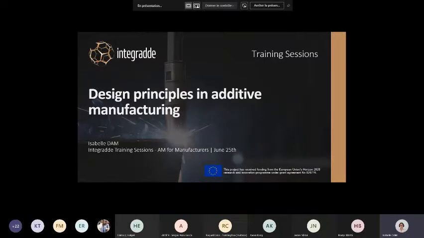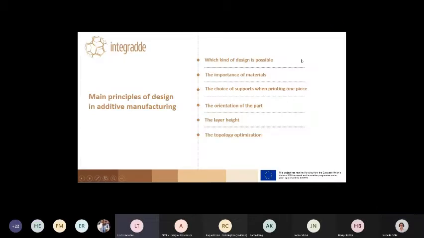Design principles. I will try to give you some basic rules about design for additive manufacturing. It is a presentation in addition to the previous presentation on design. The presentation will be divided into 6 points.